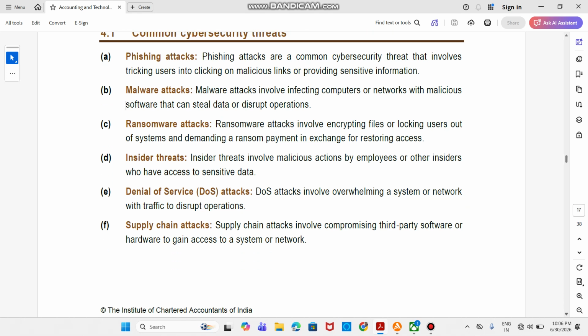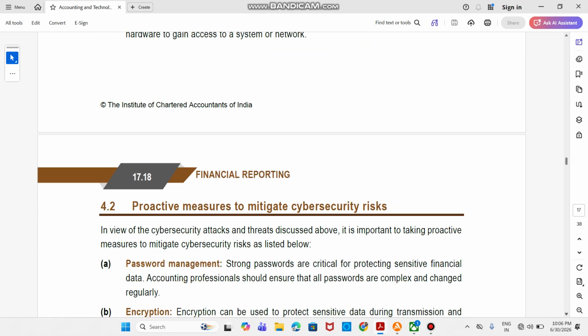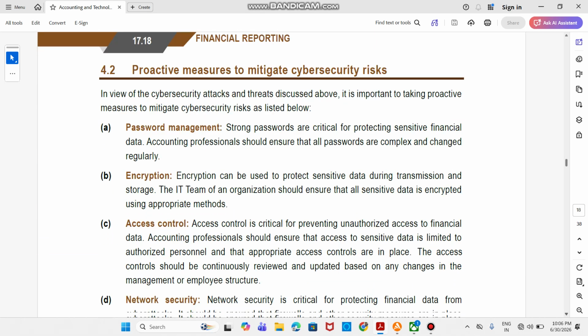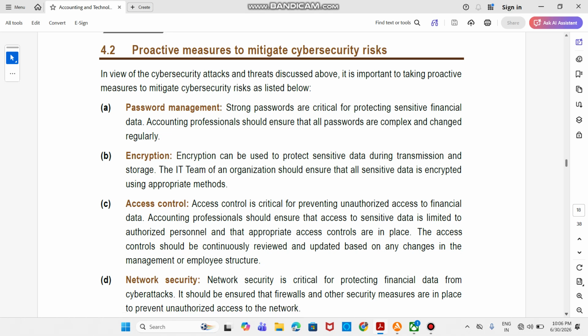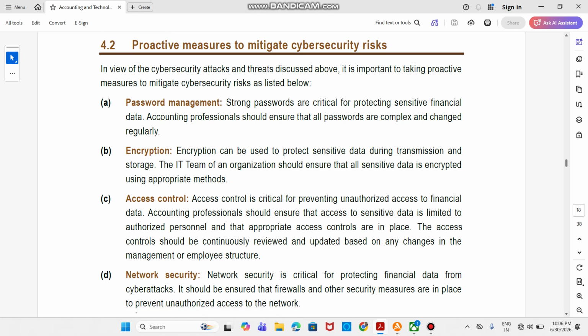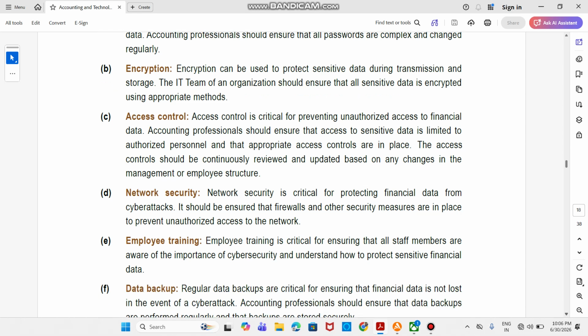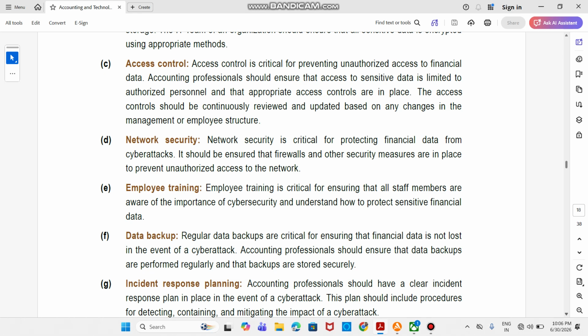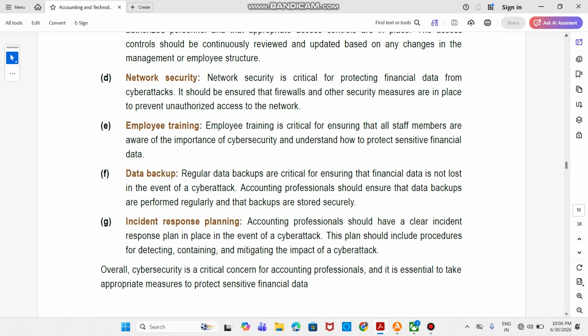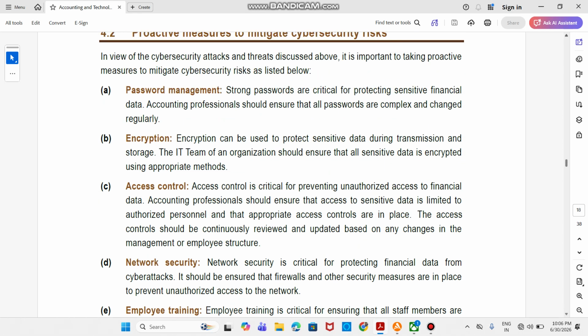Moving on to the last one. What are the proactive measures to mitigate this risk? First is password management, next is encryption, next is access control, next is network security, and lastly employee training, data backup and incident response planning. So these are the various proactive measures. What are the key terms you actually reproduce? Password management: strong passwords are critical for protecting sensitive financial data. Encryption can be used to protect sensitive data during transmission and storage.